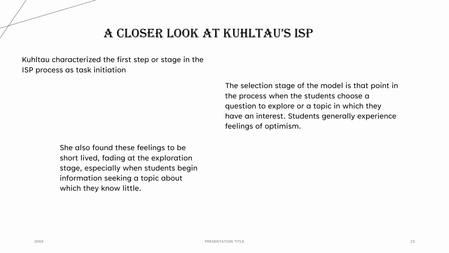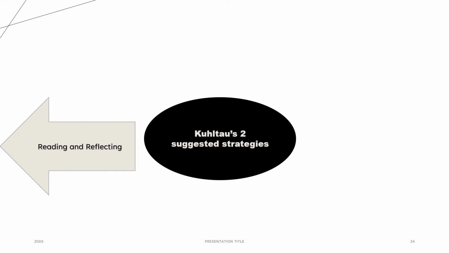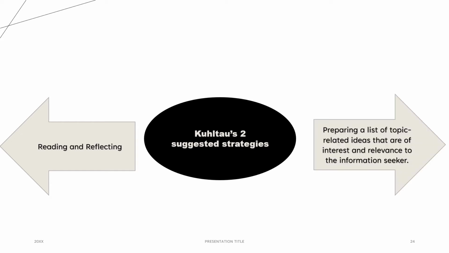She also found these feelings to be short-lived, fading at the exploration stage, especially when students begin information seeking on a topic about which they know little. Two strategies that Kuhlthau suggests may help students work through this stage are reading and reflecting, and preparing a list of topic-related ideas that are of interest and relevance to the information seeker.